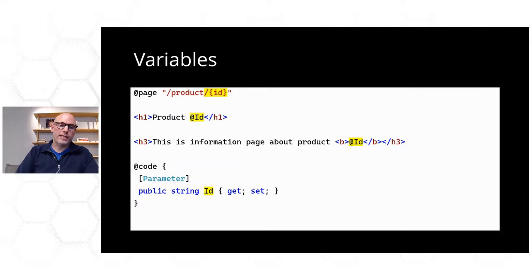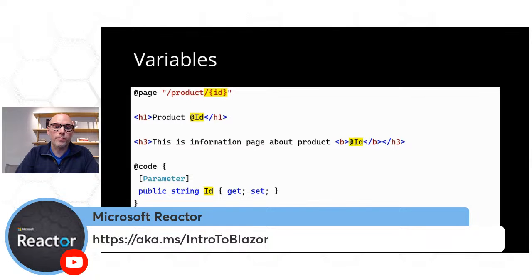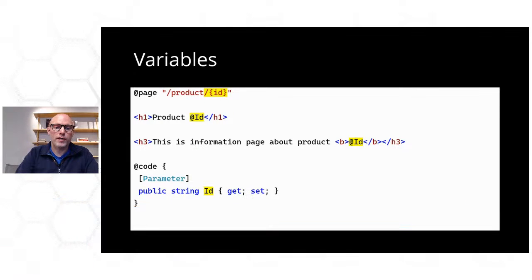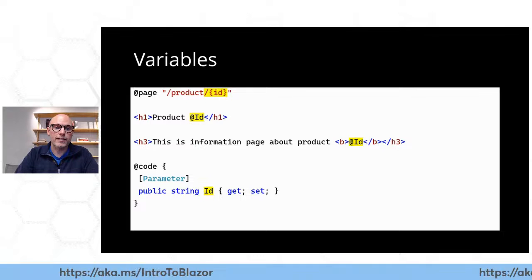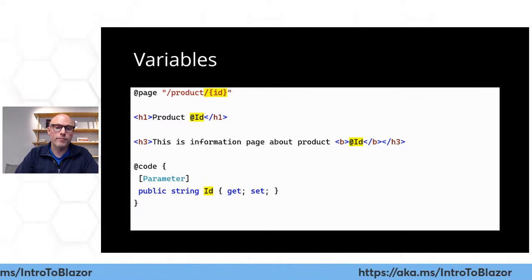And back to routing, we can pass or specify variables or params in our routes. So in this case, we have a URL that would be something like product/1. And here we will automatically populate the ID property with the value from that URL. So what we need to do is add the Parameter attribute to our property. And then it will automatically look in the URL for the ID name and get that value.